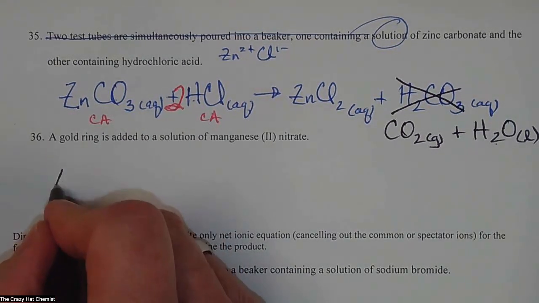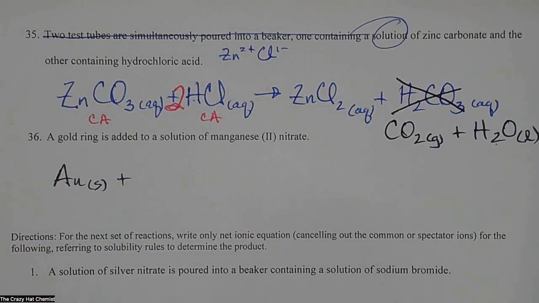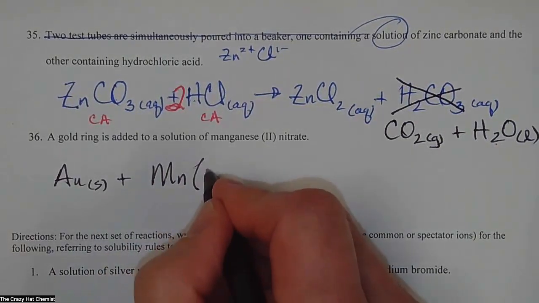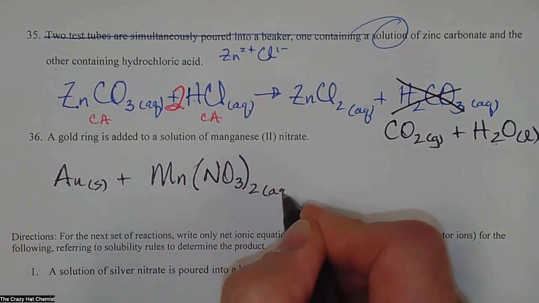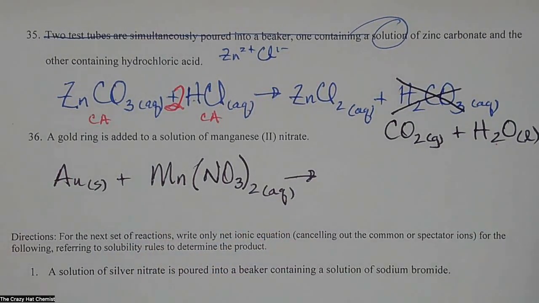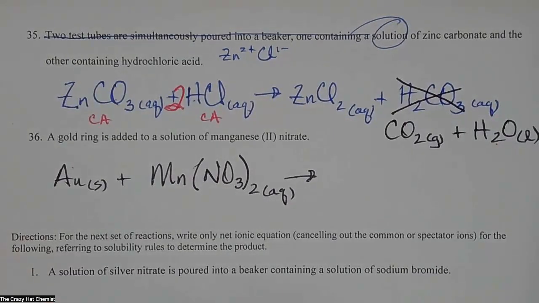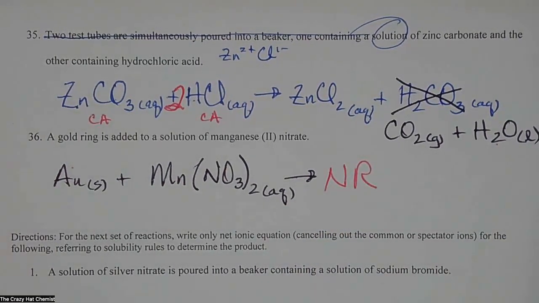It says a gold ring, that's Au, that's a solid. It's placed in a solution of manganese(II) nitrate. Manganese is Mn, not Mg, nitrate, NO3, and it says it's manganese 2, and it's a solution, so that's aqueous. This is a single displacement reaction. And gold will not displace anything, because it's on the bottom of the activity series of a single displacement reaction. So this is a no reaction. So you can't write products for this one. Boom. Pencil drop. Done. Okay.